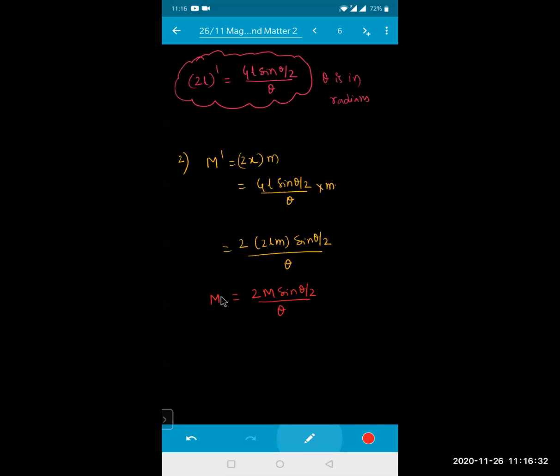So the new magnetic moment when it is bent into an arc of a circle will be equal to 2M into sine theta by 2 divided by theta. Again, theta should be taken in radians. Is that clear? So when a bar magnet is bent into an arc of a circle, the new magnetic moment is calculated with the formula m dash is equal to 2M into sine theta by 2 divided by theta.